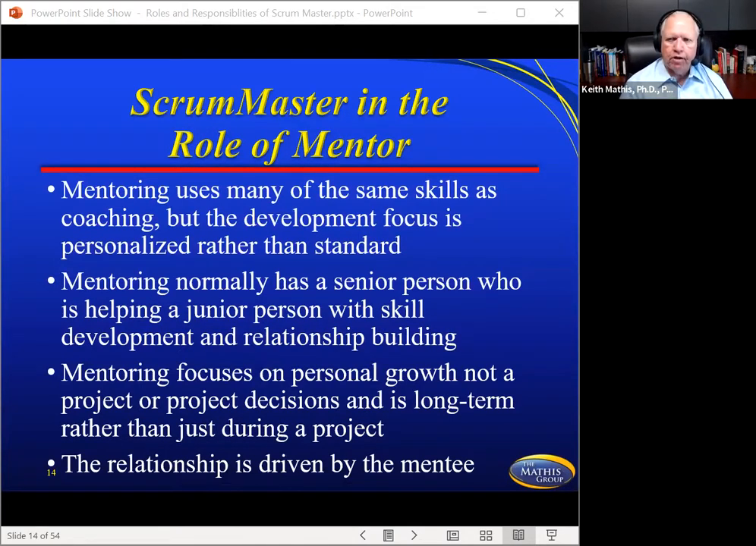The mentor is the other side of this. Coaching and mentoring, as you know, kind of go together. Mentoring uses many of the same skills as coaching. Mentoring normally has a senior person, and that's the reason why the Scrum Master is normally the person selected, helping a junior person with skill development and relationship building. We've all seen the person who is great at skills. They can program, they know the system, they know security, but they're not worth a flip in a meeting because they don't have any skills to talk to somebody and ask 5 questions without ticking somebody off.